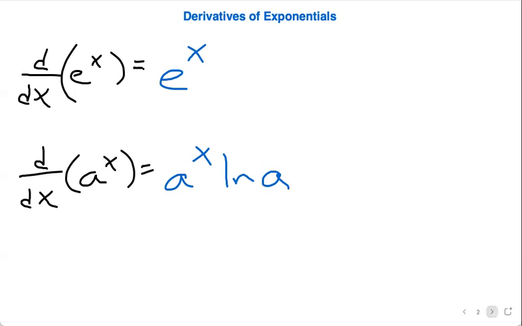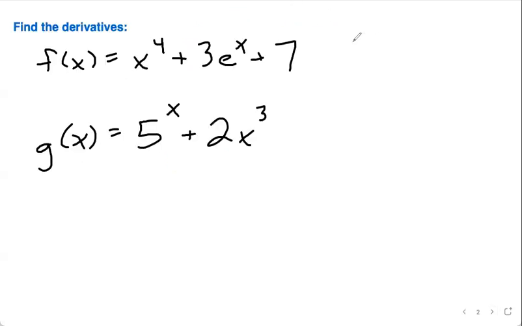To start, you could go ahead and be asked to find derivatives here. So let's find the derivative of f of x. F prime will be x to the fourth. Put the power in front, subtract 1 from the power. What's the derivative of 3e to the x? It's just 3e to the x.